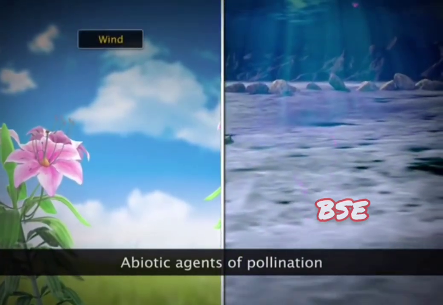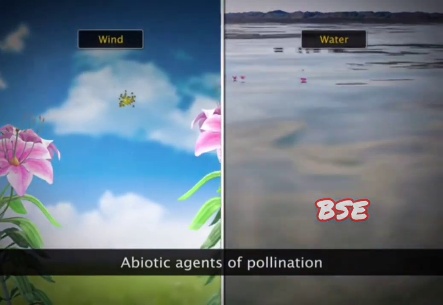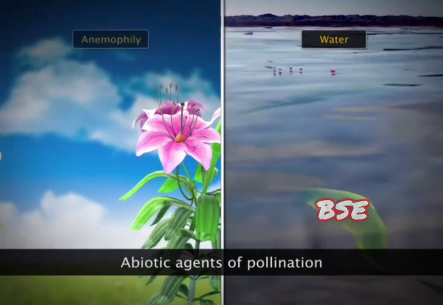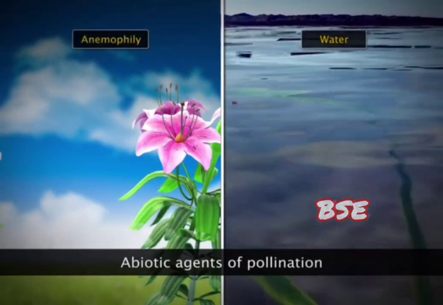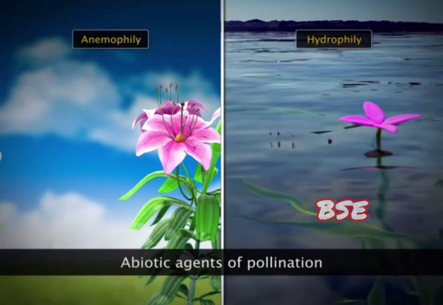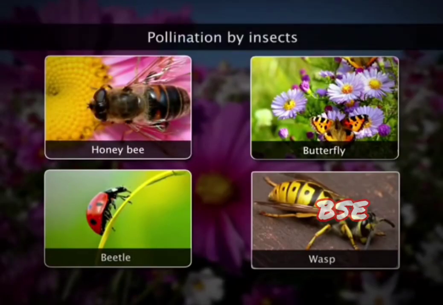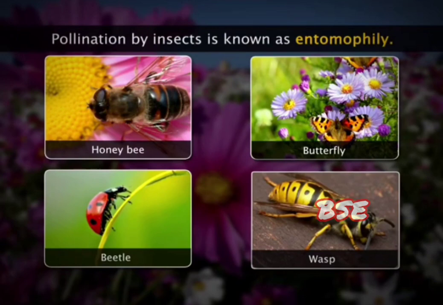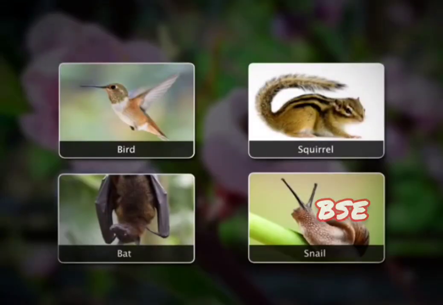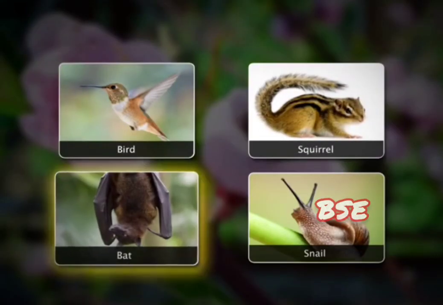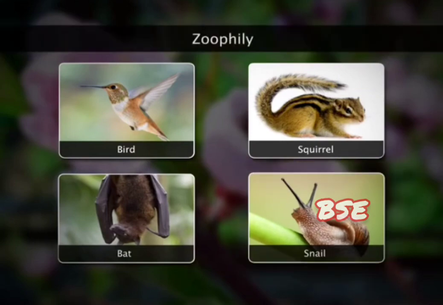Abiotic agents such as wind and water bring about pollination. Pollination by wind is known as anemophily, and pollination by water is known as hydrophily. Biotic factors that help pollination are insects such as honeybees, butterflies, beetles, and wasps. Pollination by insects is known as insect pollination or entomophily. Pollination by animals other than insects such as birds, squirrels, bats, and snails is known as zoophily.